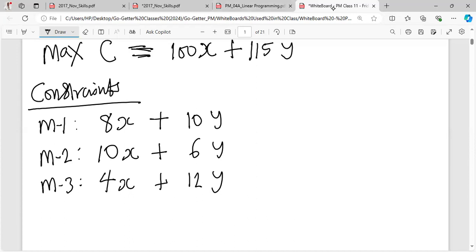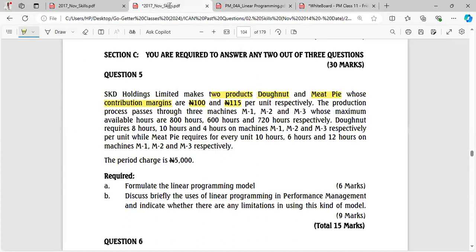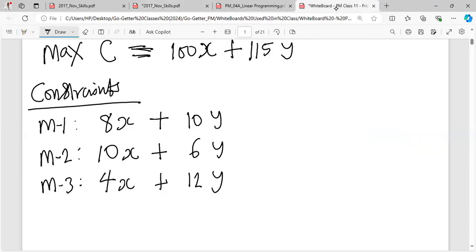What is the maximum hours available? They said the maximum available hours are 800, 600, 720. I will come here. 800, 600, and 720. So what we mean here is this. This is the maximum available hours. What does that phrase mean, maximum available?